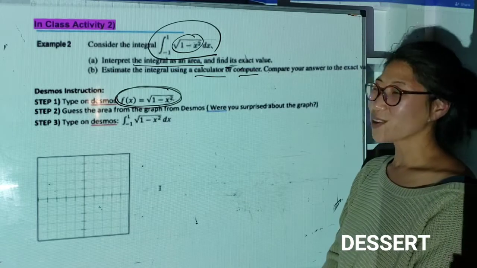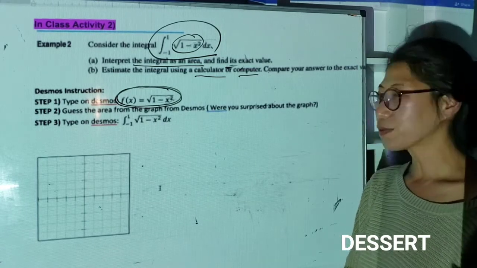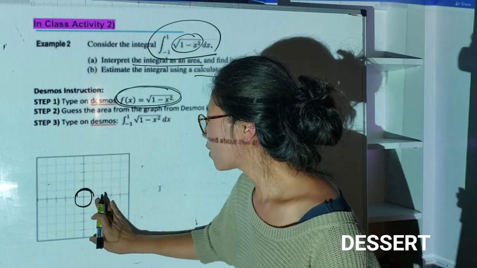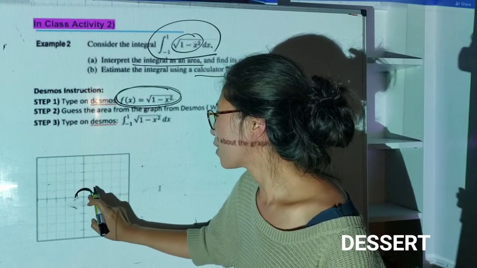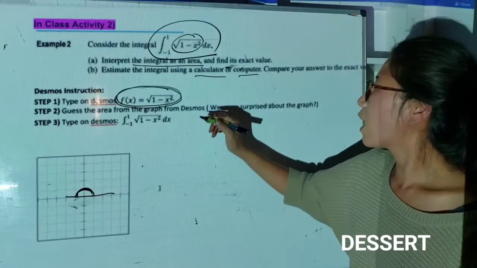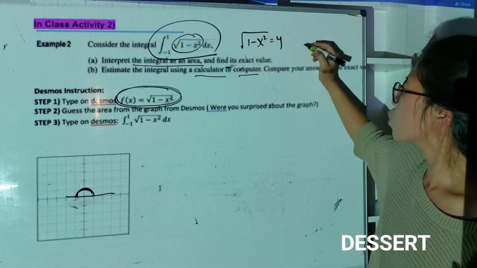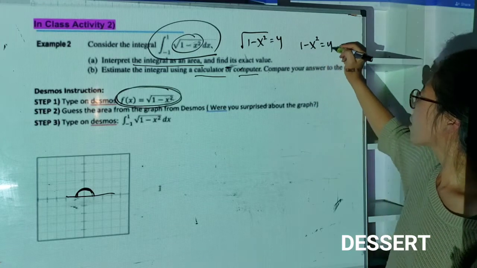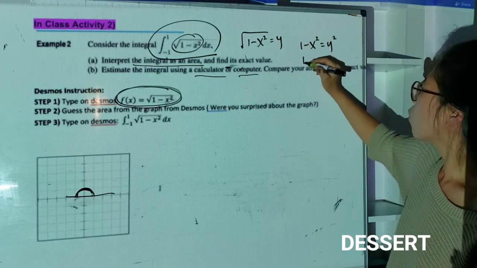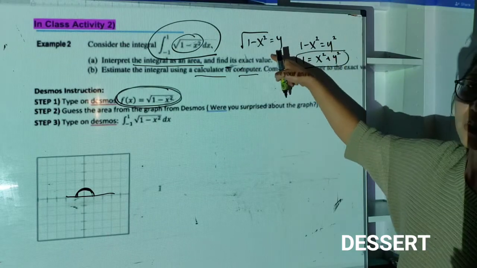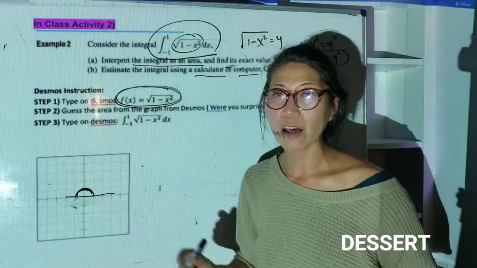Do you see it as a graph? What is the graph? Your graph is going to be a circle with radius 1. Did you get the same one? Why? Because square root of 1 minus x squared is equal to y. If you square both sides, I get this. Then 1 is equal to x squared plus y squared. So basically this is the shape of a circle, a half circle.